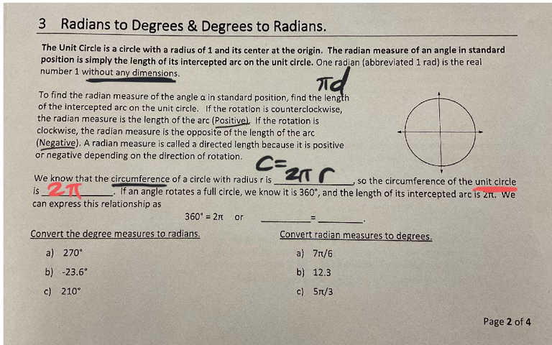If an angle rotates a full circle, we know it's 360 degrees. The length of the intercepted arc would be 2 pi. We can express the relationship. So there it is. 360 degrees is 2 pi, or 180 degrees equals pi. That's the more important one. That's the one you'll use more often. We're going to go over how to convert between the two, but eventually you're going to have to memorize, be able to discover pretty quickly what some of these are.